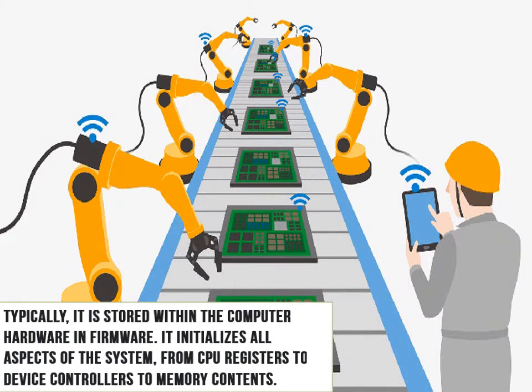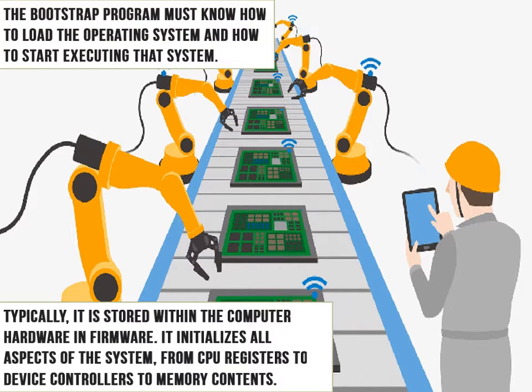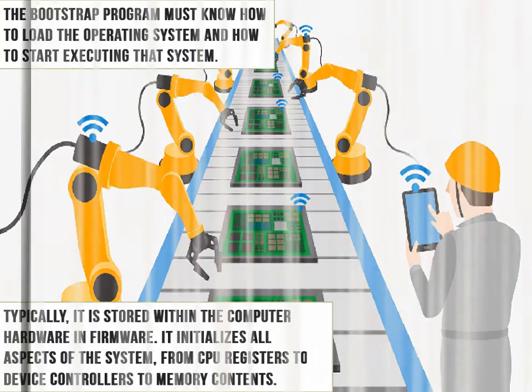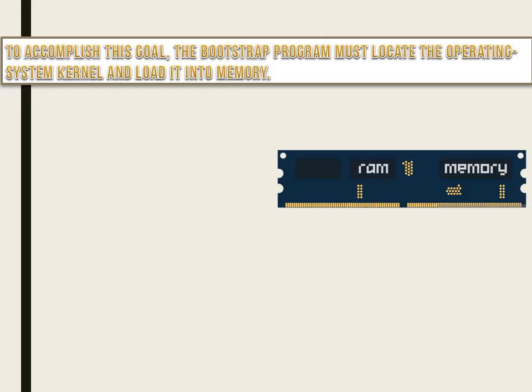Typically, it's stored within the computer hardware in firmware. It initializes all aspects of the system, from CPU registers to device controllers to memory contents. The bootstrap program must know how to load the operating system and how to start executing that system. To accomplish this goal, the bootstrap program must locate the operating system kernel and load it into memory.